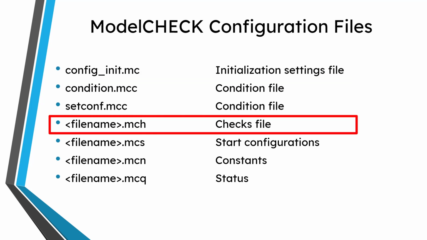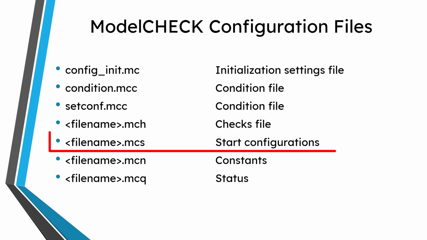In other words, how to set up what you want to be checked and whether it's going to report an error or a warning or just be run or not run at all. You also have a start configurations file. I like that one because that's a way that you can have your models updated to have the correct layers or relations or even combination states. There's also a constants file and a status file. So just be aware that there are a whole bunch of different files related to model check.